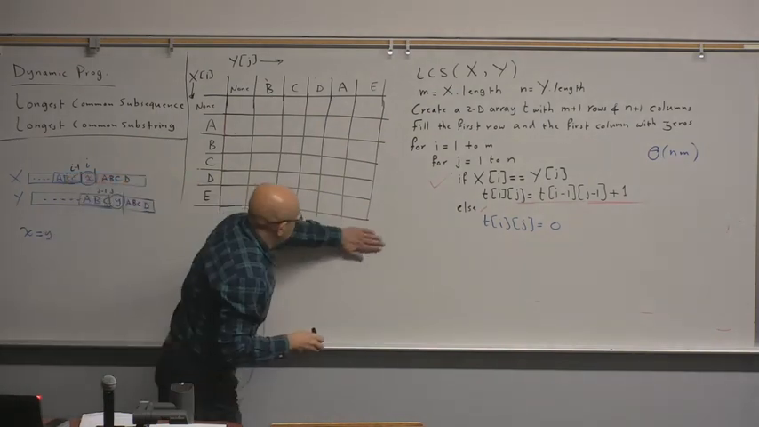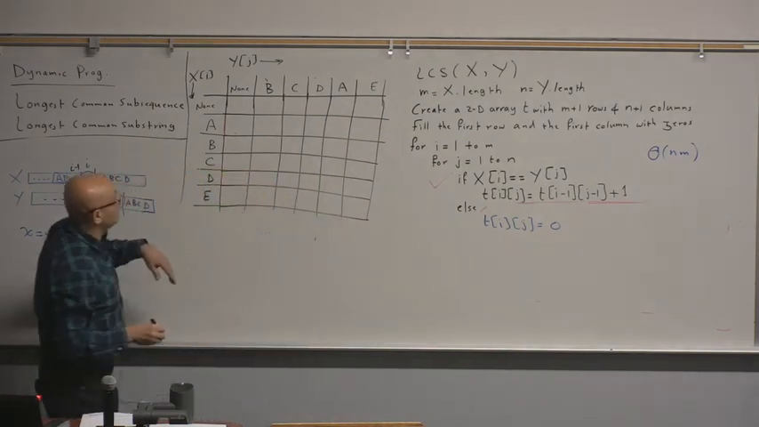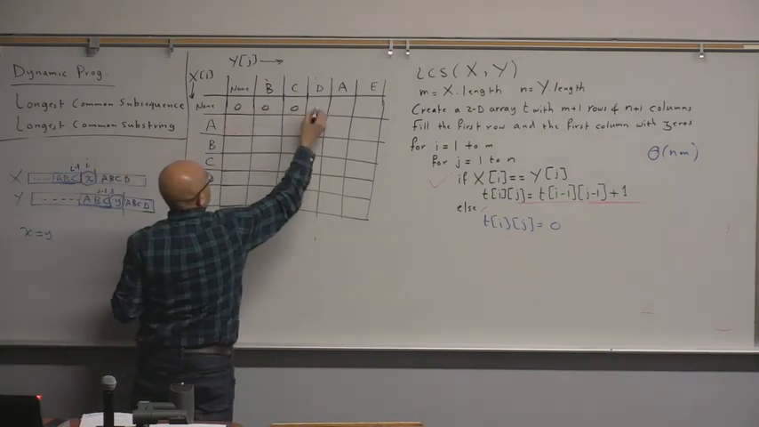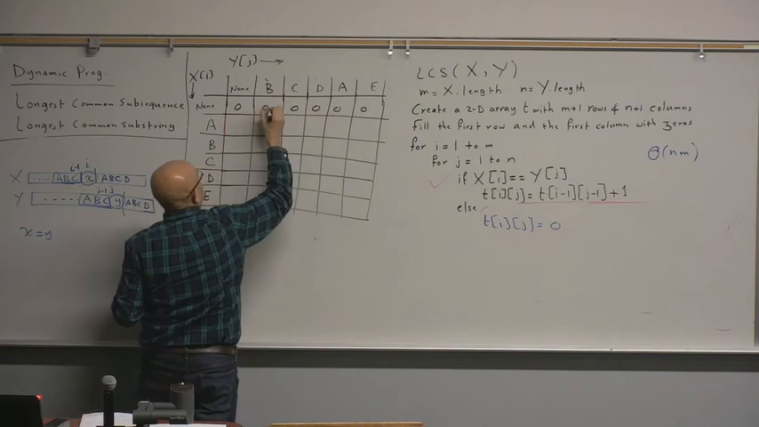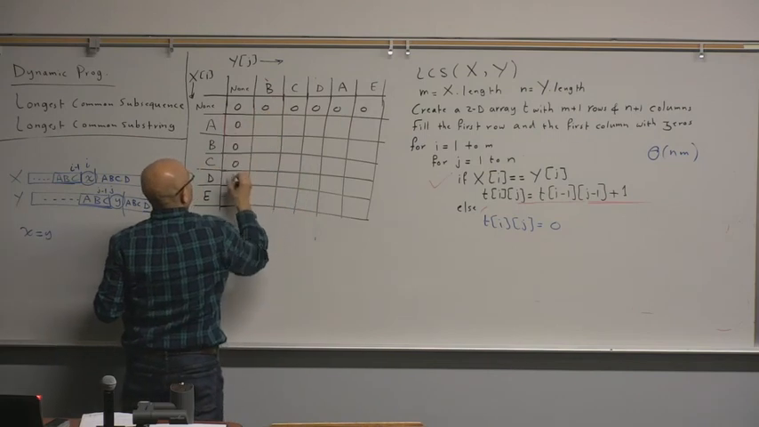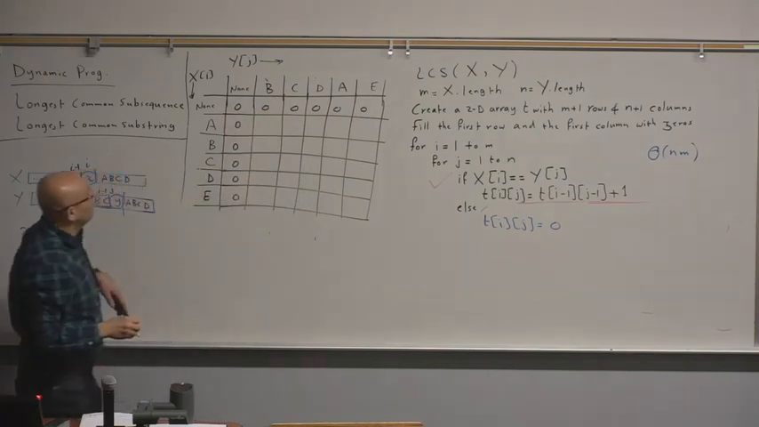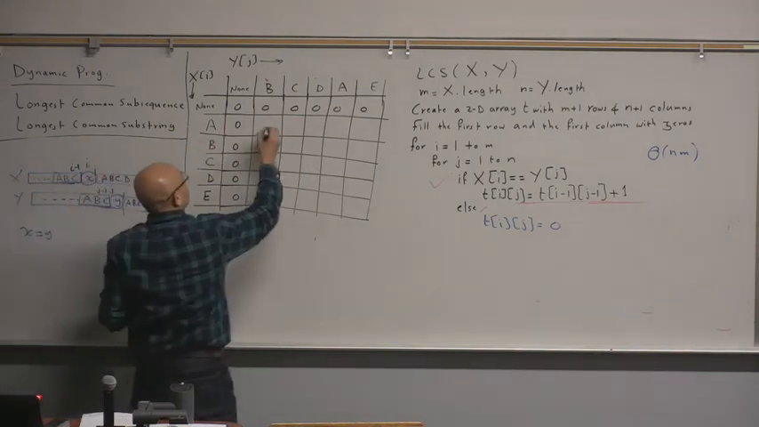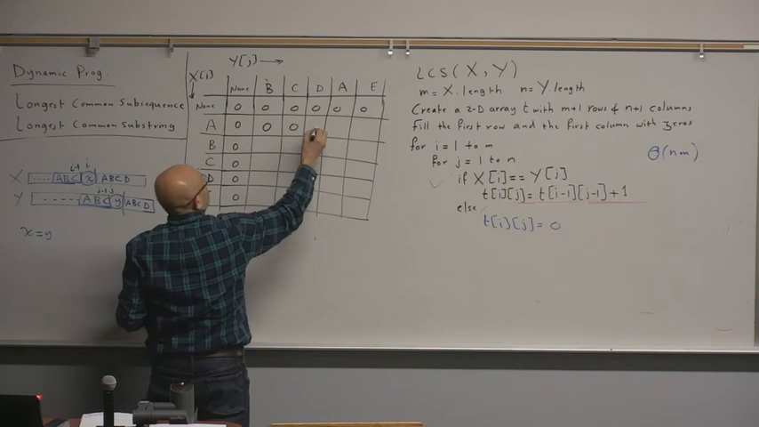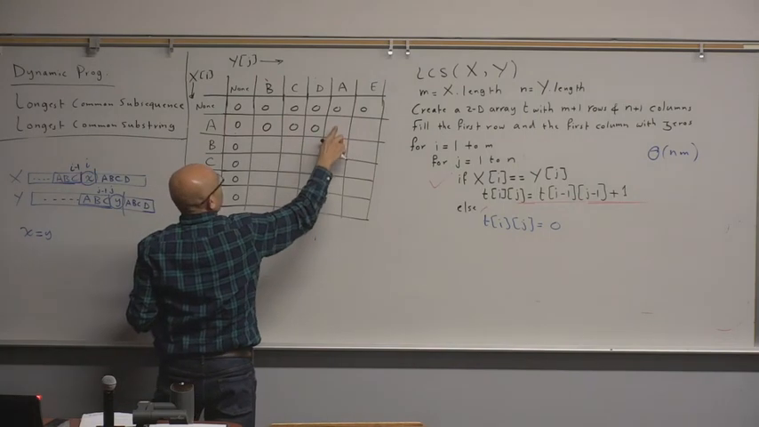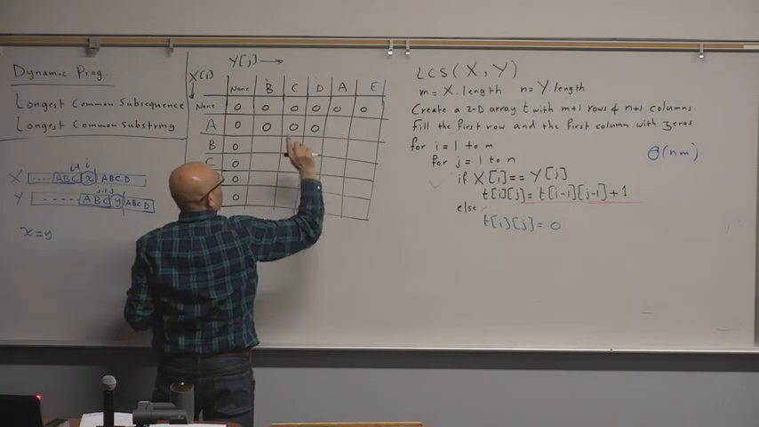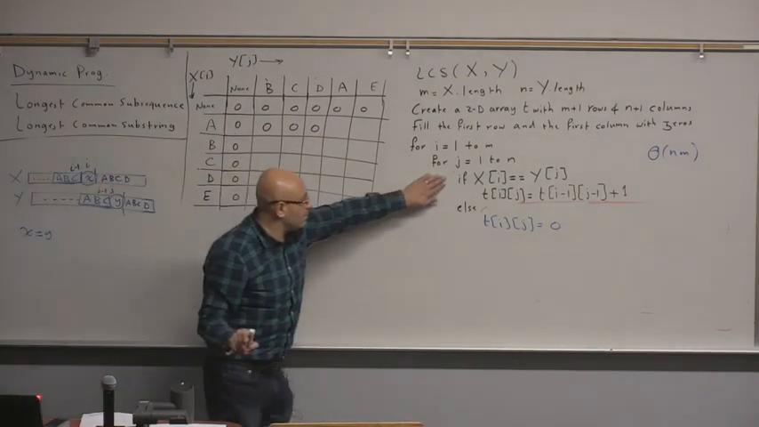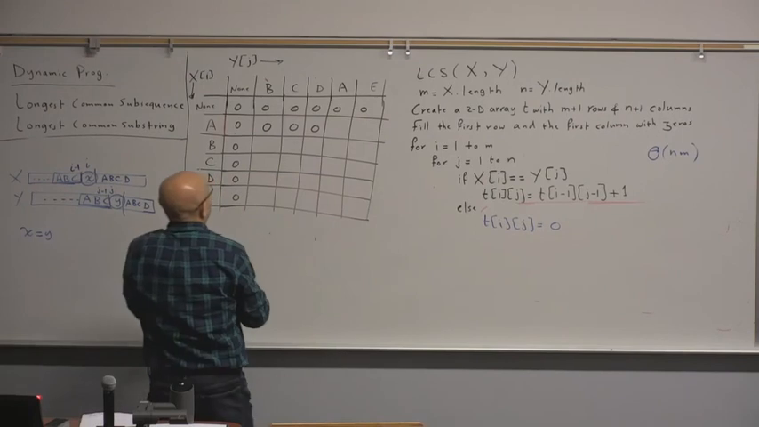So now, I fill the table. Obviously, when one of the strings is empty, I don't have a longest common substring. I don't have anything. Not equal, just 0. Not equal, 0. Equal, I go diagonal, right? So when equal, we do the same thing that we were doing with longest common subsequence.